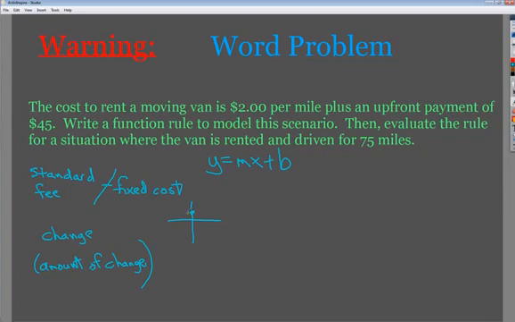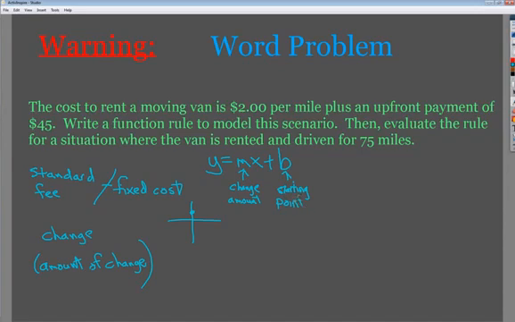The change would be the slope. So this is the change, or the amount of change, the change amount, and this is my starting point. So that's what I'm looking for in my word problem if they ask for a function rule.